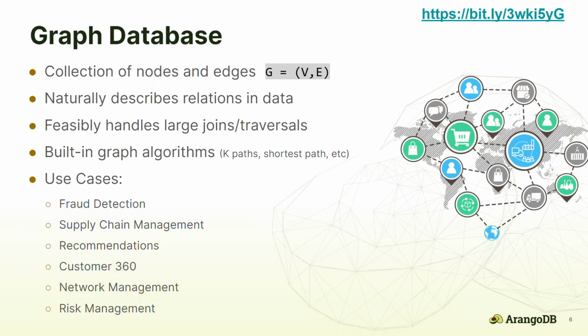So a quick overview of a graph database at its simplest form is a collection of nodes and edges. So you're describing your graph in two parts, vertices or nodes, and then the edges that connect them. And these edges can sometimes just be simple, almost like pointers, or they can be, like I was describing, full documents that actually describe the relations that exist within the data.